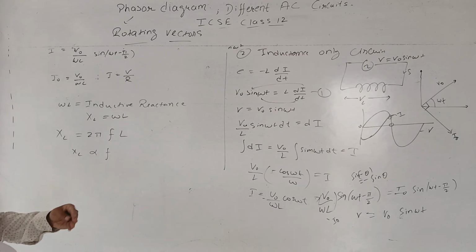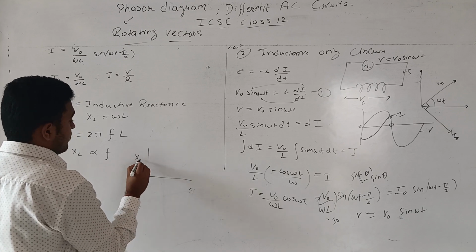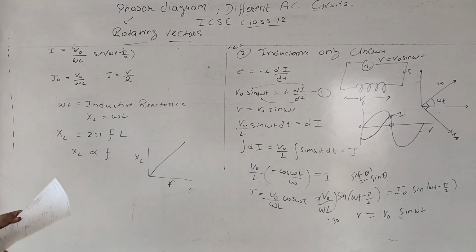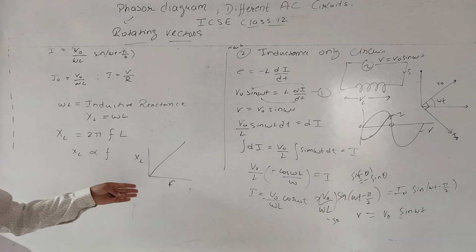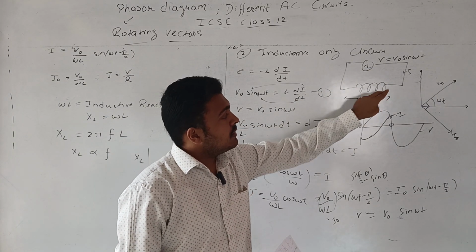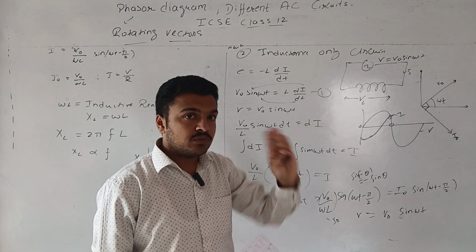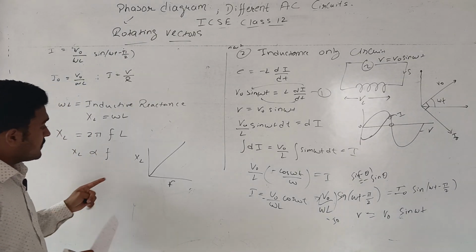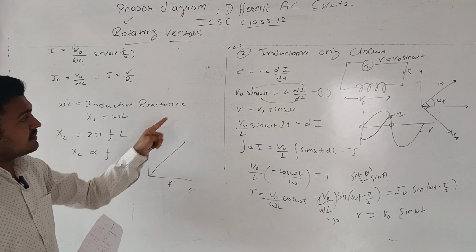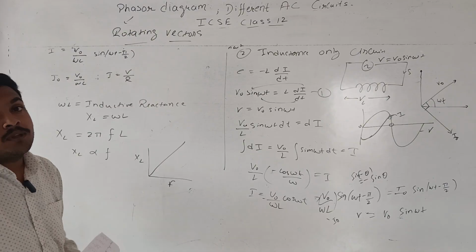More the frequency, more will be the inductive reactance, or more will be the resistance. So if there is a current of very high frequency, if the frequency of the source is very high, then the current cannot pass through the inductor. At very high frequency, the inductive reactance or resistance of the inductor will approach infinity. It means the circuit will correspond to an open circuit.